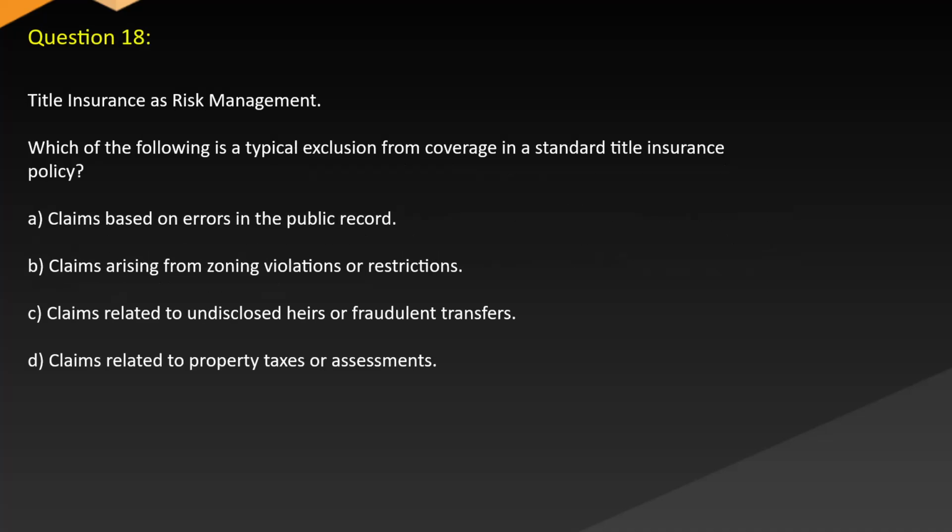Question 18. Title insurance as risk management. Which of the following is a typical exclusion from coverage in a standard title insurance policy? A. Claims based on errors in the public record. B. Claims arising from zoning violations or restrictions. C. Claims related to undisclosed errors or fraudulent transfers. D. Claims related to property taxes or assessments.